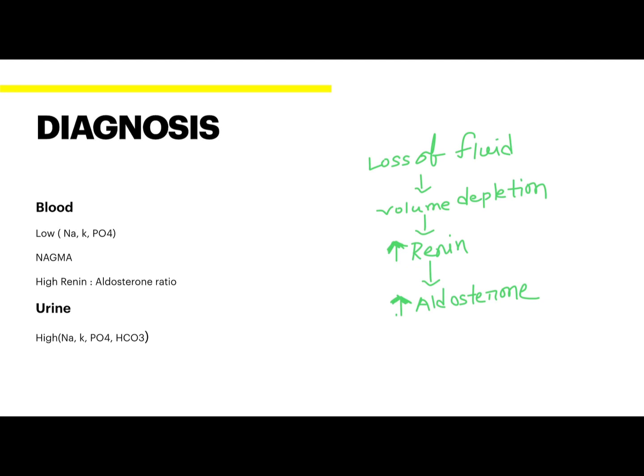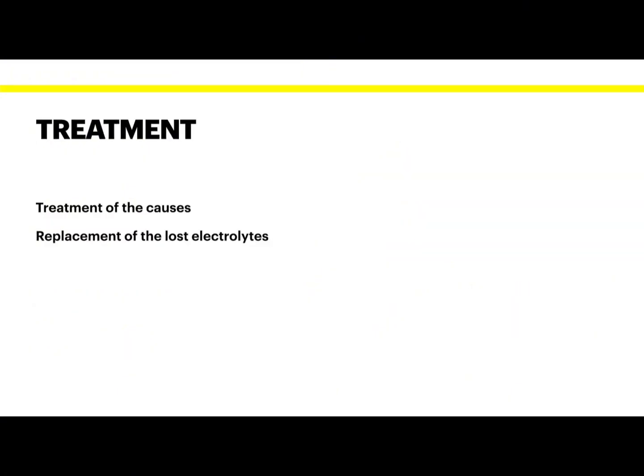Due to loss of fluid and volume depletion, the renin will be high and aldosterone will also be high. So there will be a high renin aldosterone ratio and normal anion gap metabolic acidosis. Treatment is basically the treatment of the cause and replacement of the lost electrolytes.